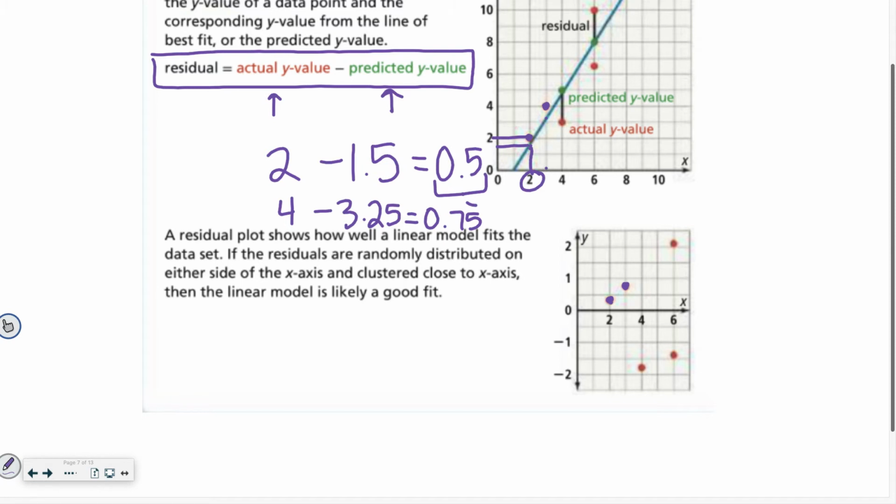This is called a residual graph. Okay? And what this does is it tells you how well a linear model fits the data set. Okay, so if those points are randomly located on either side of the x-axis, so some above, some below, and they are close to the x-axis, the linear model is considered to be a good fit. The farther away those points are from the x-axis, the worse the fit is.